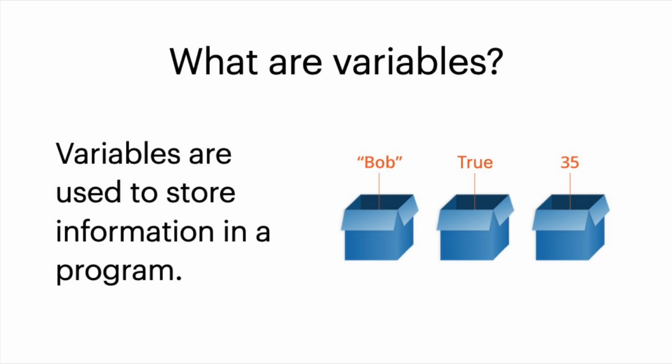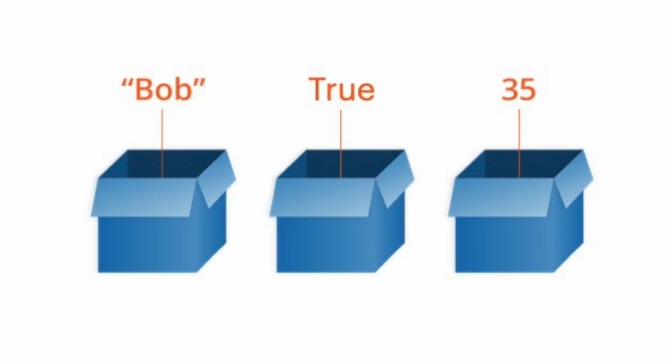What are variables? Variables are used to store information in a program. You can think of them like containers that hold values. These values can be numbers, words, or other types of data.